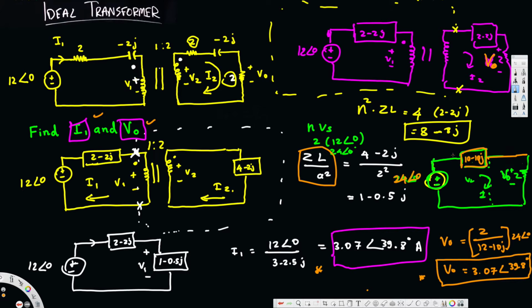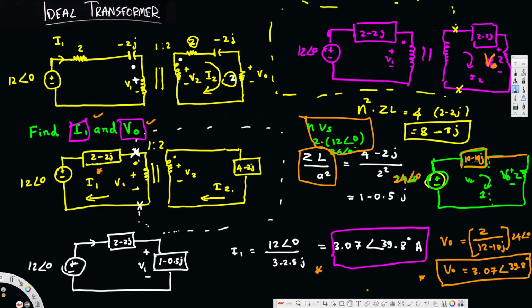To find the equivalent model, first there's an equation for the equivalent voltage, that is N times Vs. N is 2 and the voltage source is given as 12 angle 0, which gives us 24 angle 0. Also, to find the equivalent impedance on this side, we had to use N square times ZL, that is 4 times ZL, since N is 2 and 2 squared is 4. We already know ZL is this load resistance, 2 minus 2J, and multiplying gives 8 minus 8J.